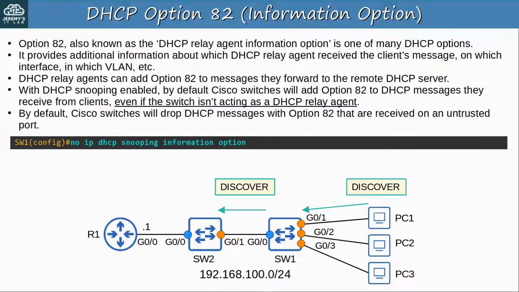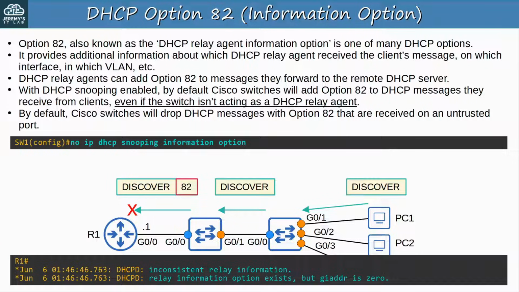But let's assume that I haven't used the no IP DHCP snooping information option command on switch 2 yet. So, switch 2 will add Option 82 and forward it to R1. This will cause R1 to drop it. You can see R1's log messages below. Basically, it means that R1 dropped the message because it had Option 82, but it wasn't sent by a relay agent. That's what inconsistent relay information in the log message means. If a DHCP message wasn't sent by a relay agent, it shouldn't have option 82.